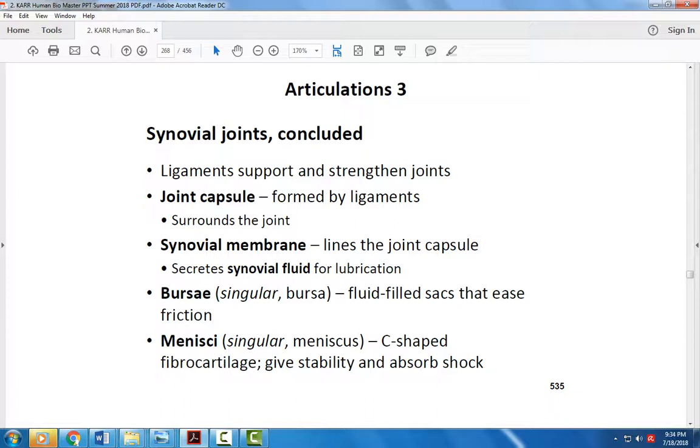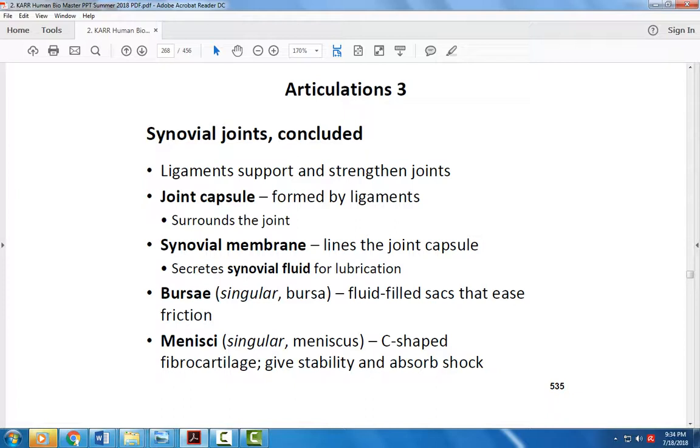If you've ever injured your knee or your shoulder, sometimes you can see it, especially knees or ankles, they get swollen because of excess inflammatory substances entering that joint space and causing excess fluid in there. That can inhibit movement. But if we have just the right amount of fluid, that allows for good movement.